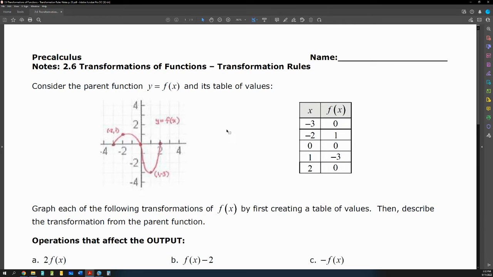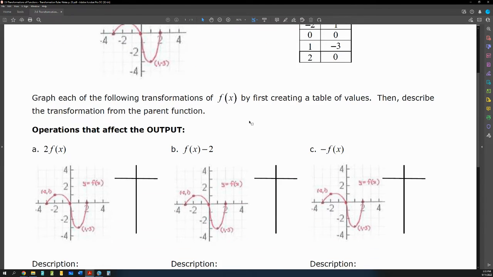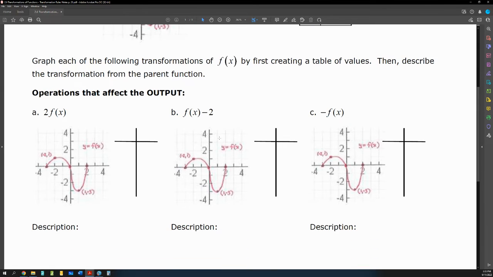Hi everyone. Today we're going to be looking at transformations of functions, particularly the transformation rules. To begin, let's consider the parent function y equals f of x and its table of values. Below, I want to graph each of the following transformations by first creating a table of values and then describing the transformation from the parent function.